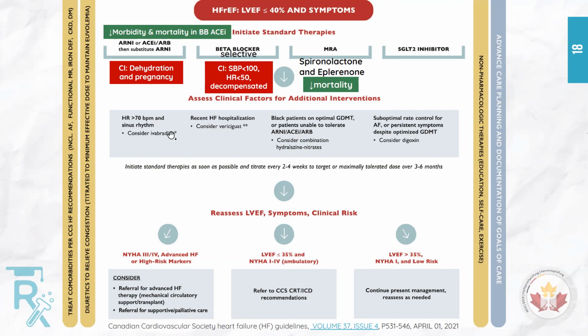Yeah, if the heart rate is more than 70, consider ivabradine. If recent heart failure, okay. We don't have in our references, like in CTC, anything about the vericiguat, so this is out of our scope, at least for now. And this is a point we mentioned: if a black patient, consider hydralazine nitrate.